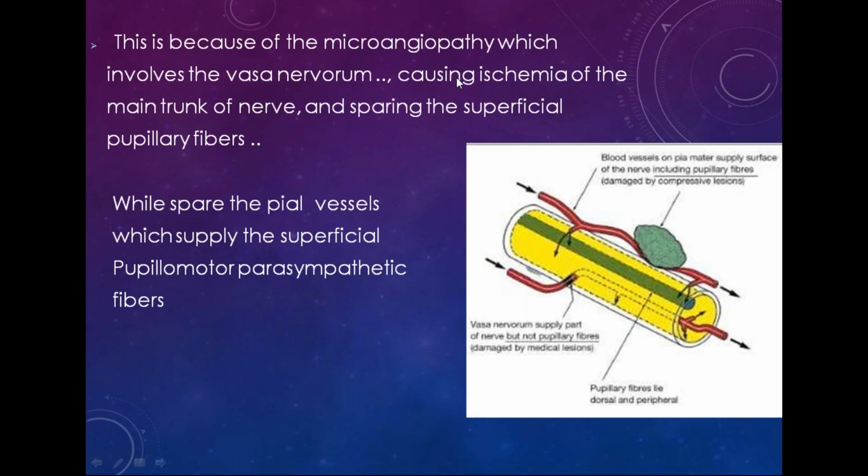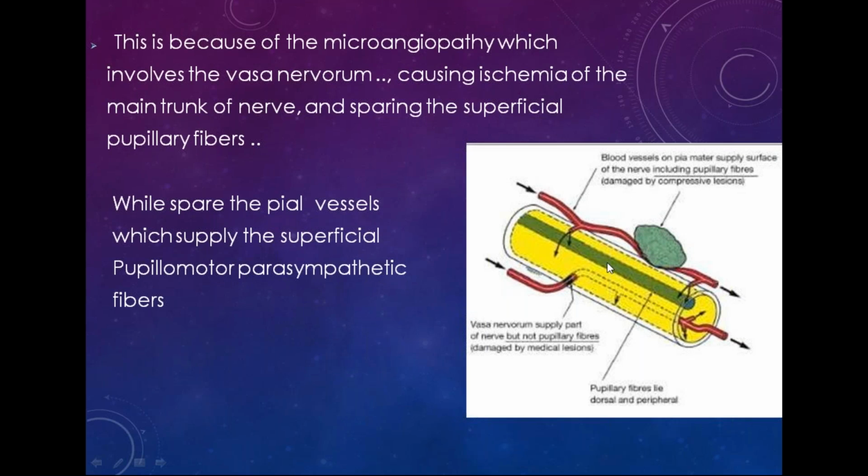Because the microangiopathy, which involves the vasa nervorum, causes ischemia of the main trunk of the nerve and spares the superficial pupillary fibers. Superficial fibers are spared; only the central fibers are involved. Because of microangiopathy, the central fibers are involved, sparing the superficial fibers, while sparing the pial vessels which supply the superficial pupillomotor parasympathetic fibers.